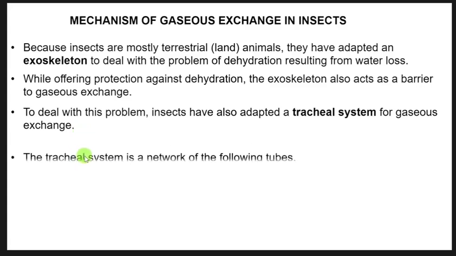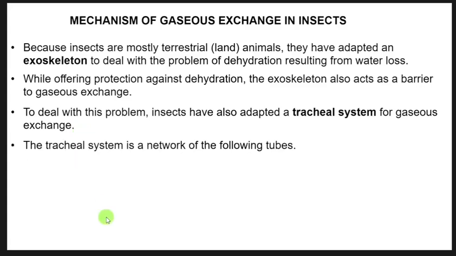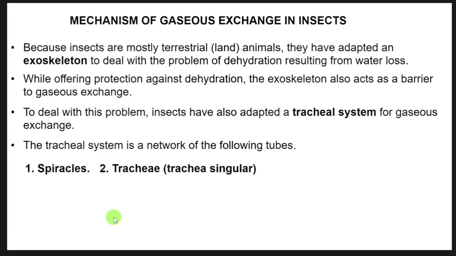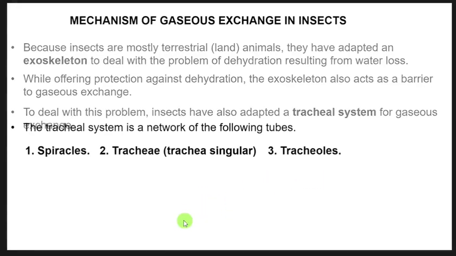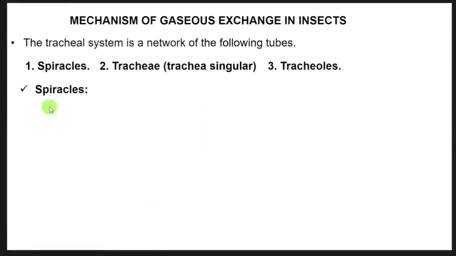So we are saying the tracheal system is a network of the following tubes. It consists of spiracles, then the trachea, which is singular, then also the tracheals. All right, so these are the tubes that make up the tracheal system, which is the respiratory system in insects. All right, so what are spiracles then?